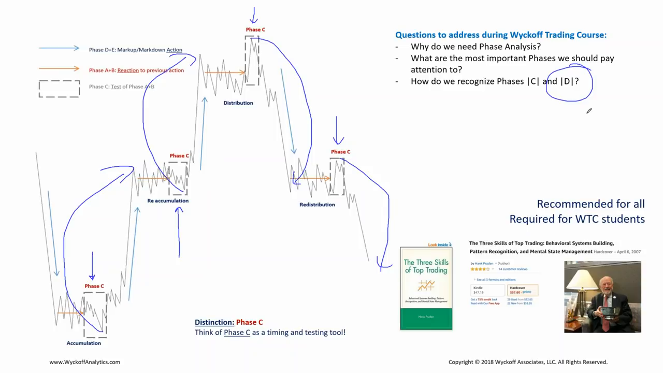Why is phase D important? Well, because phase D is all about emergence of the trend. And phase D is all about a change of character that is being confirmed. From a non-trending environment, we are switching to a trending environment with a specific bias.